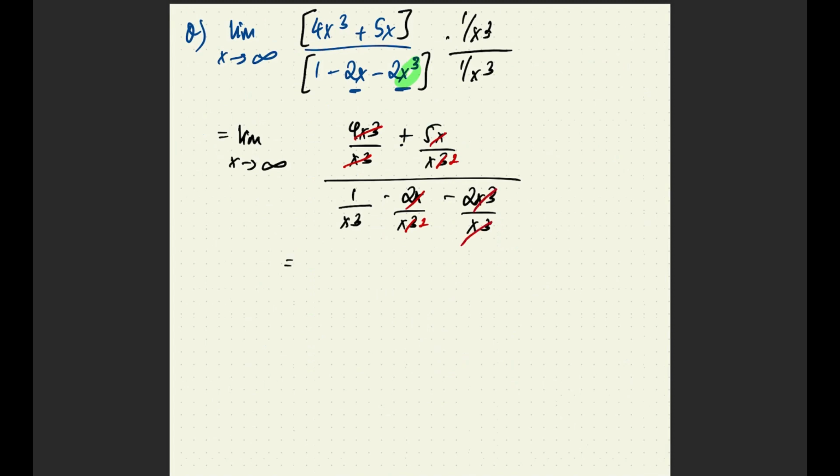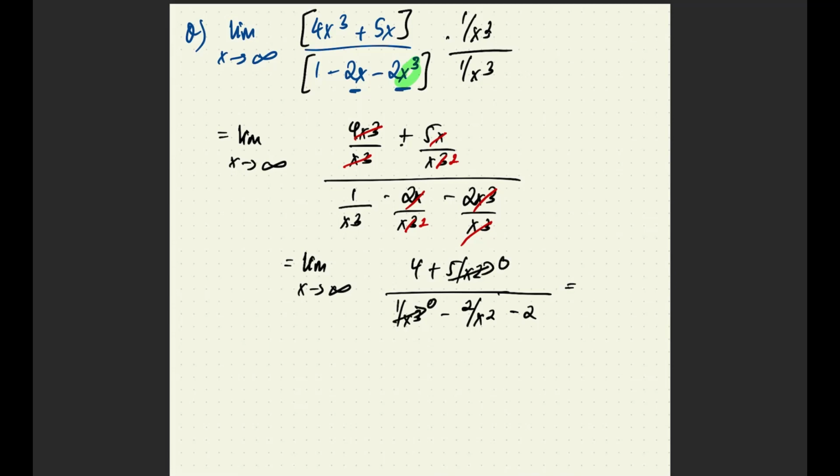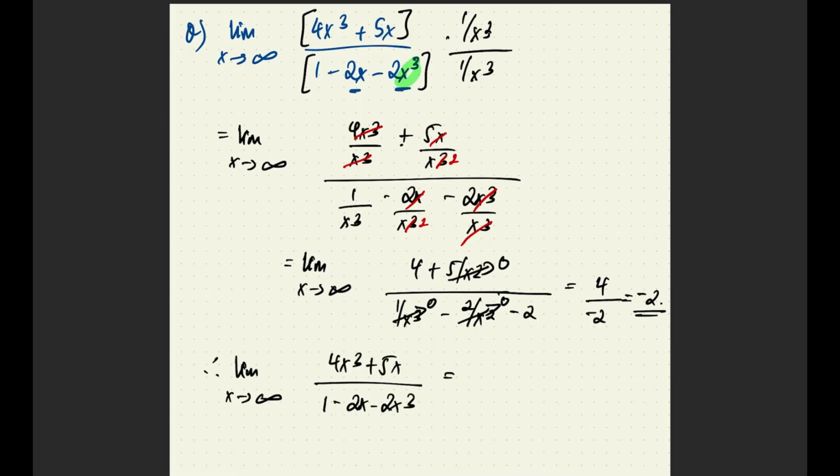So that then gives us the limit as x approaches infinity to be 4 plus 5 over x squared divided by 1 over x cubed minus 2 over x squared minus 2. So now if we try to plug in, 5 over infinity squared is just going to be 0, 1 over infinity cubed is going to be 0, 2 divided by infinity squared is going to be 0. So that just gives us 4 divided by minus 2, which is equal to negative 2. So therefore, we can say that the limit as x approaches infinity of our function is equal to negative 2.